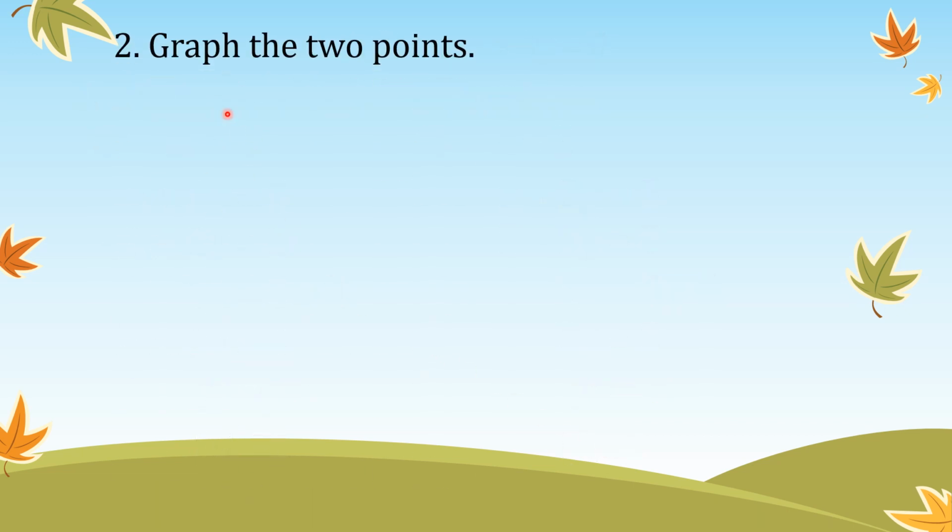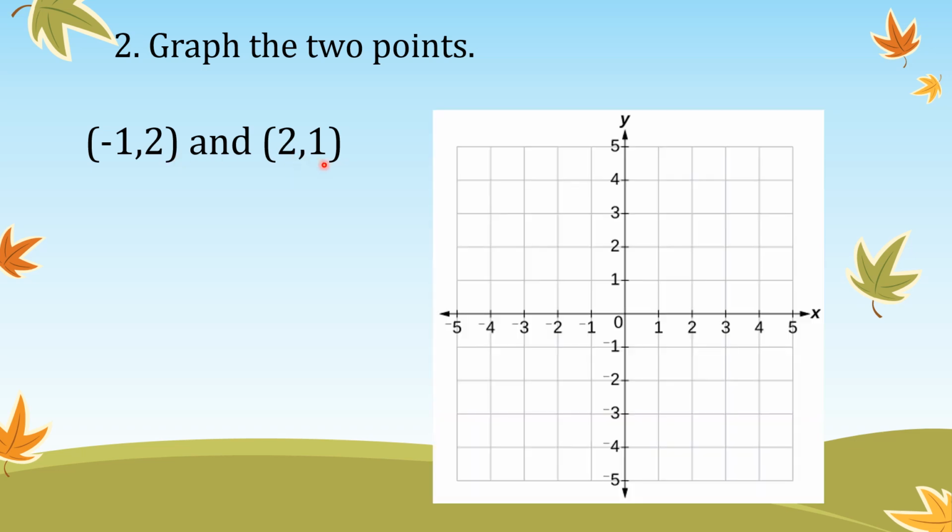Second, we have to graph the 2 points. What are the 2 points that we got? We have -1, 2, and 2, 1. So this is our Cartesian plane. Let us graph -1, 2. This is our -1, and then this is our 2 on the y-axis. So this is the location of the coordinate -1, 2. Now 2, 1. This is our 2 on the x-axis, and then 1 on the y. So this is the location, 2, 1. Then we connect them with a straight line. This is now the graph of our equation.